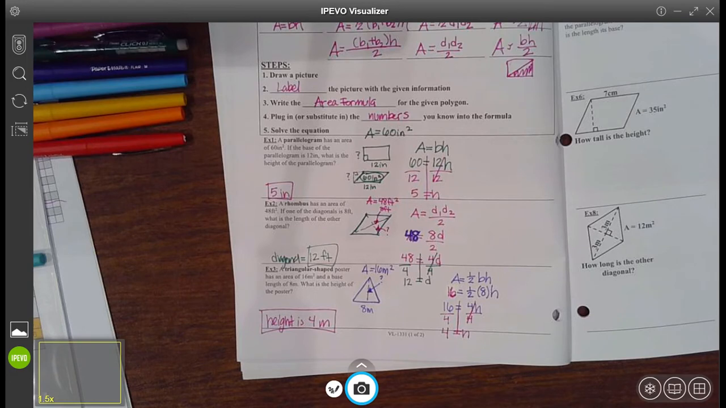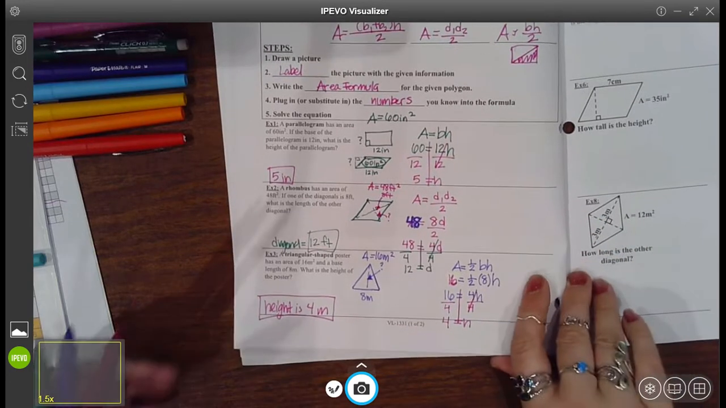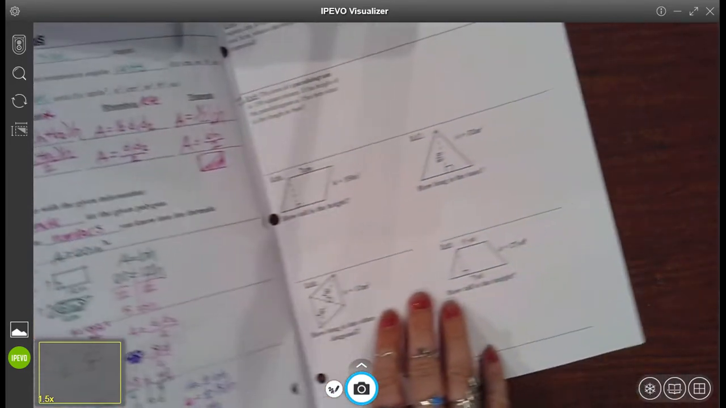Hopefully you got those right. If not, we still have a few more problems. And again, why don't you try some of them first yourself? Pause the video, try them, then unpause the video and check yourself.